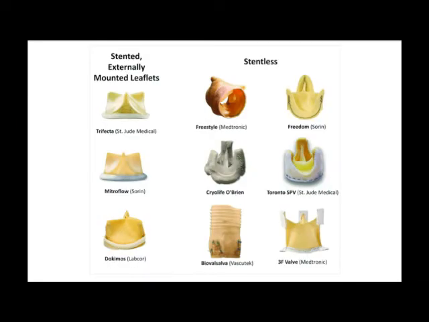Bioprosthetic valves are usually made from animal tissue, and these are heterografts or xenografts, which are attached to a metal and polymer support. Bovine cow tissue is mostly used, but some are made from pig tissue. The tissue is treated to prevent rejection and calcification.